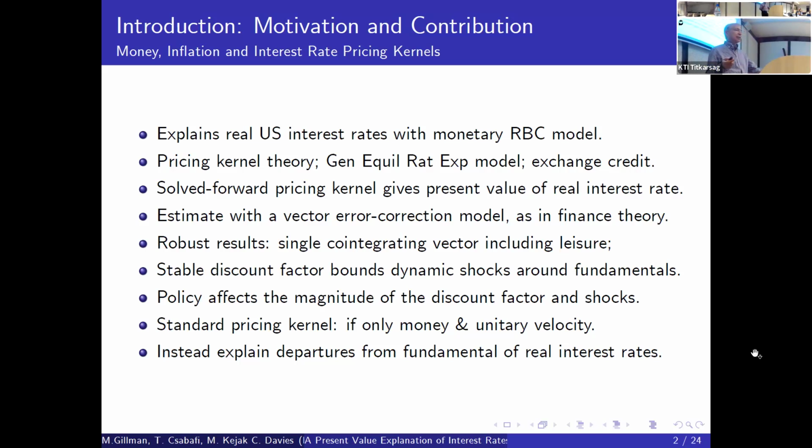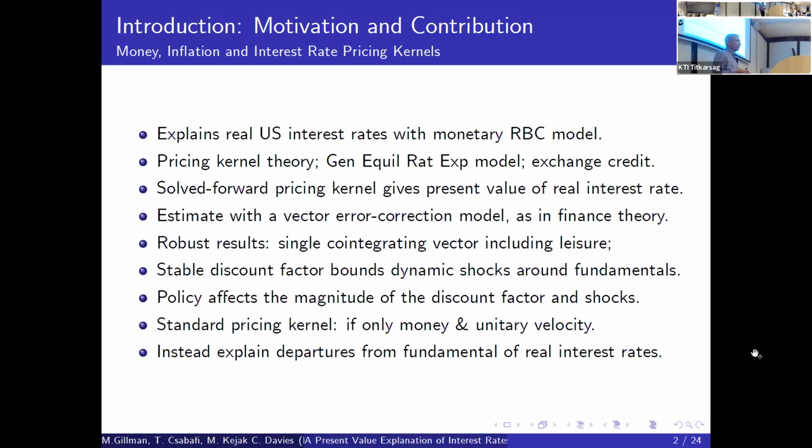And they estimate this long-term solution with a vector error correction model and with the co-integrating vector they find. So we do that and we get a co-integrating vector and then we interpret the results. For example, because we include both consumption and leisure in the utility function, that means that leisure could enter into the co-integrating vector.